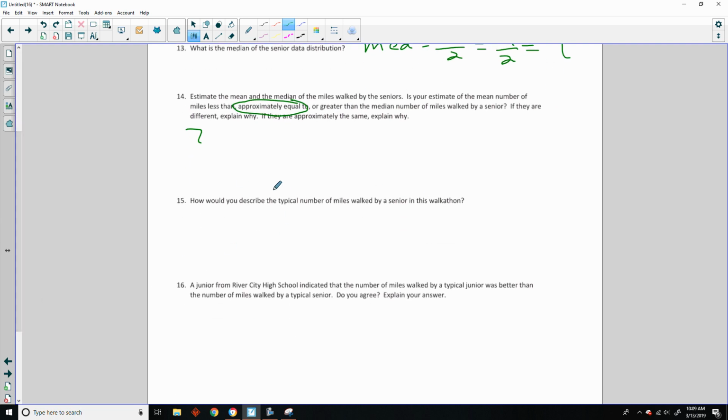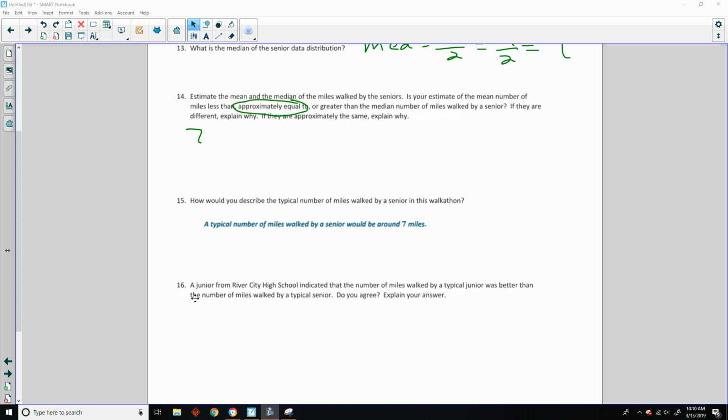How would you describe the typical number of miles walked? Since the distribution is symmetric, the mean and median are approximately equal. A good estimate for both is around 7 miles. Let me put that there.